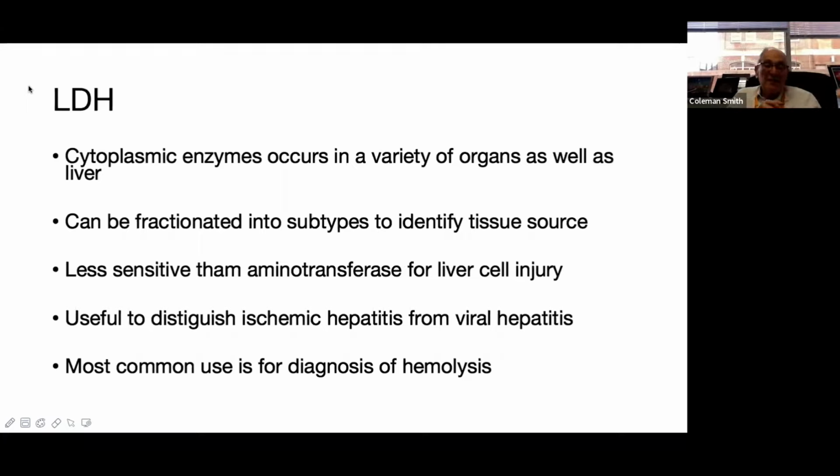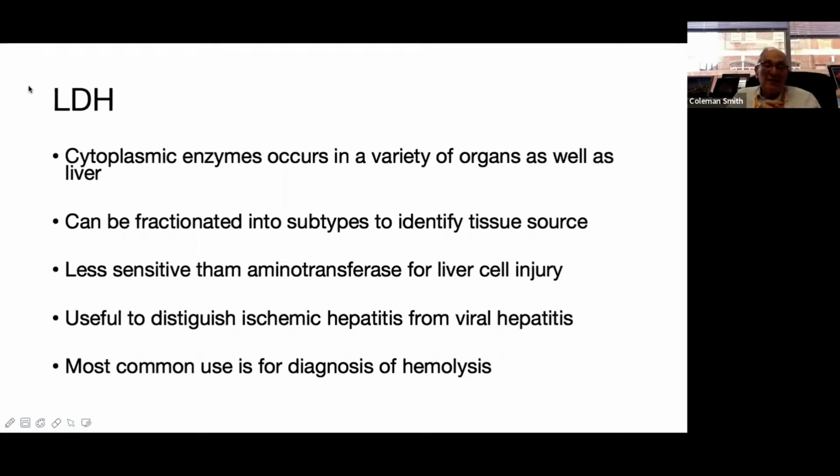It's said that ischemic hepatitis will have very high LDH. In fact, you can differentiate that from viral hepatitis. I don't find that as useful. The major use I put to it is if I question the presence of hemolysis. It's a reasonably good marker of hemolysis, along with all the other markers we use with hemolysis.